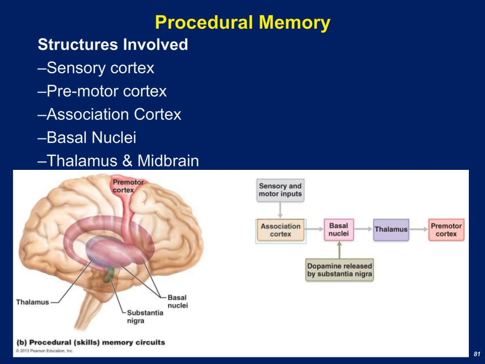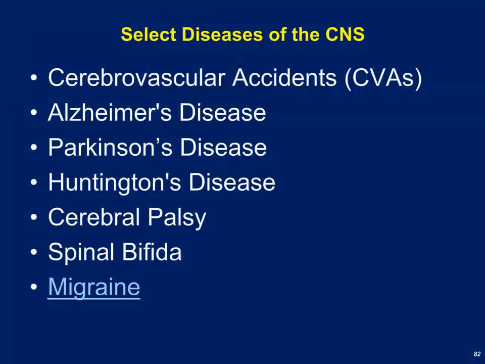Now here this information is routed to our basal nuclei, which receive dopamine from our substantia nigra. From the basal nuclei, that information is routed to the thalamus and then the premotor cortex. The premotor cortex, as well as parts of the cerebellum, are the parts of the brain that are responsible for committing repetitive skilled muscle movements into memory.